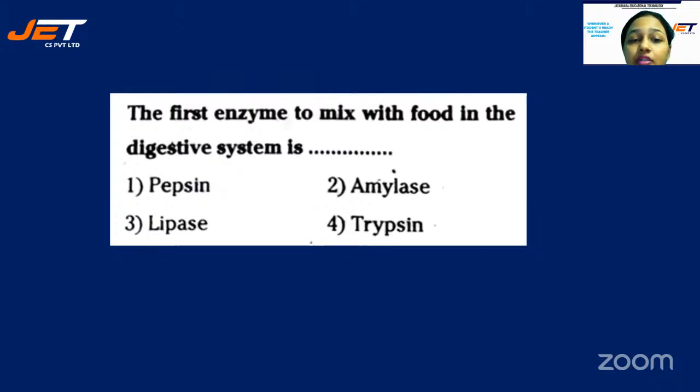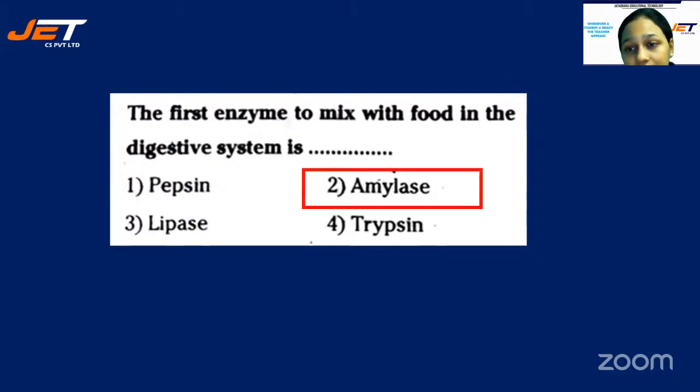Next question. The first enzyme to mix with food in the digestive system is pepsin, amylase, lipase, or trypsin. This question we have already done and you all know the answer. The first enzyme to mix with the food in the digestive system is amylase. I told you, it's salivary amylase. It gets mixed in the mouth only.